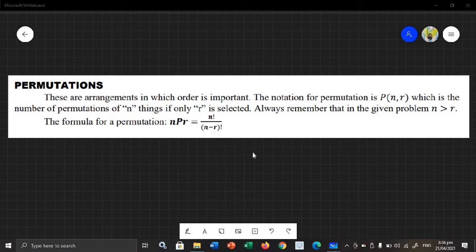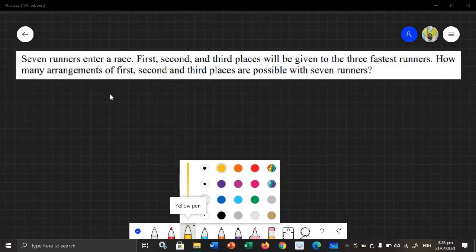So let us solve an example for permutations. So this will now be our first example. The problem is 7 runners enter a race. First, second, and third places will be given to the 3 fastest runners. How many arrangements of first, second, and third places are possible with 7 runners?